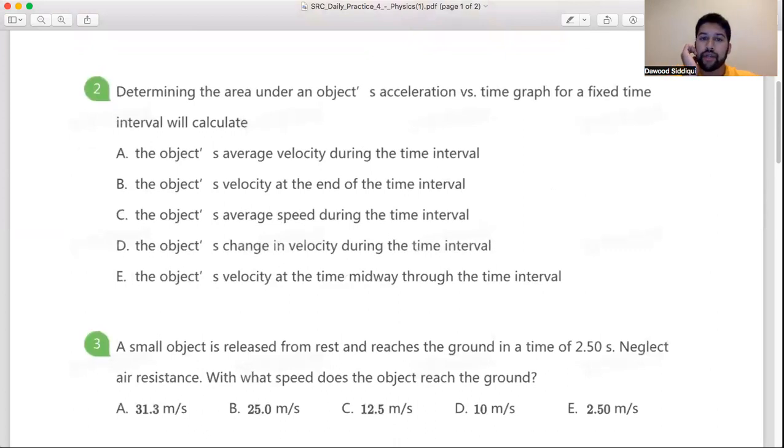Number 2, determining the area under an object's acceleration versus time graph for a fixed time interval will calculate what? So when we think about area, we're multiplying, think of it like a rectangle and you're doing length times width. The units of acceleration are going to be meters per second squared, and the units on the x-axis for a time graph is going to be seconds. Once we multiply those units, meters per second squared times seconds, you should get just meters per second. Therefore, the answer for question 2 should be option choice D, where we're discussing a change in the velocity during a given time interval.